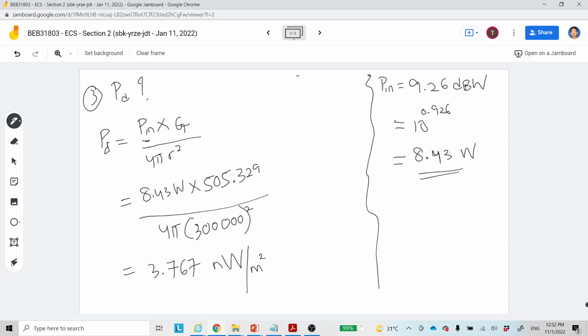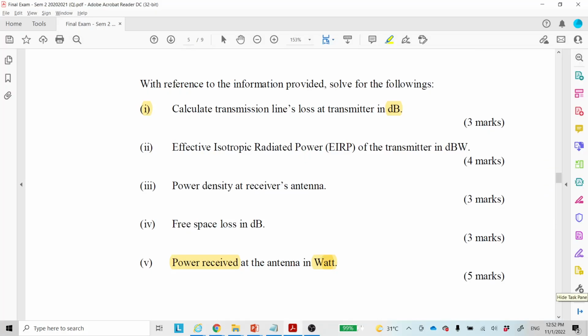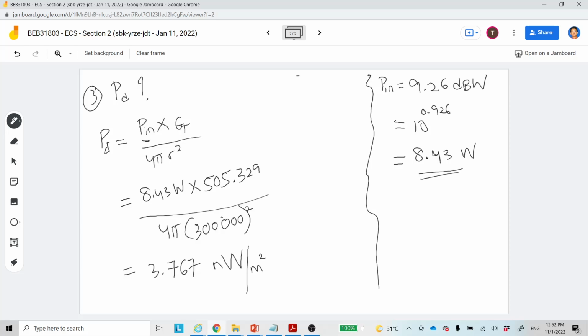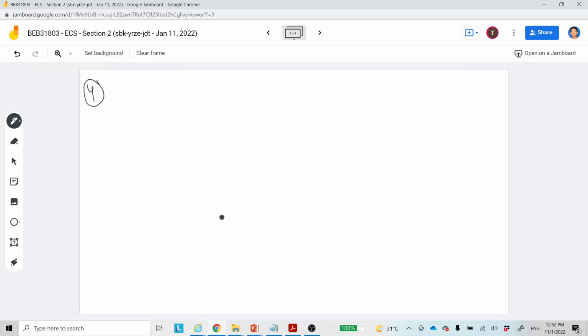Okay. And then what? Soalan tanya, berapakah nilai free space loss dalam sebutan decibel? How much is the free space loss in decibel? Okay. So kita nak cari free space loss lah, soalan yang keempat. Again, kalau ada soalan sila tanya. How much is FSL? FSL is equal to 20 log. Okay, 20 log of 4 pi D over lambda ataupun 4 pi R over lambda.